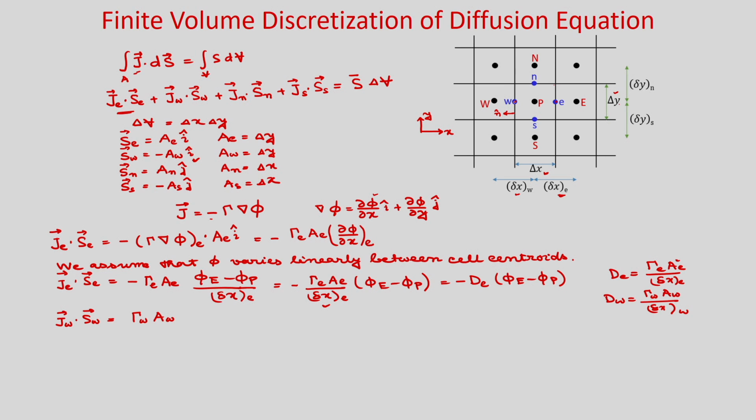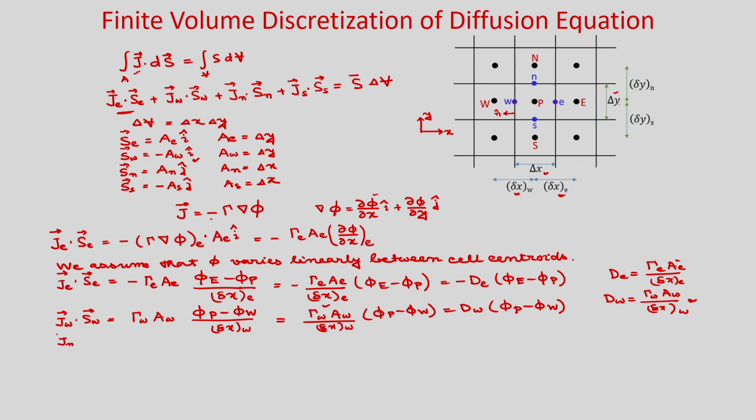Okay. So, how will we determine del phi by del x at this face? It will be phi_P minus phi_W divided by delta x_w. So, it will be gamma_w A_w by delta x_w times phi_P minus phi_W, and it will be D_w times phi_P minus phi_W, okay, and D_w will be gamma_w A_w by delta x_w.